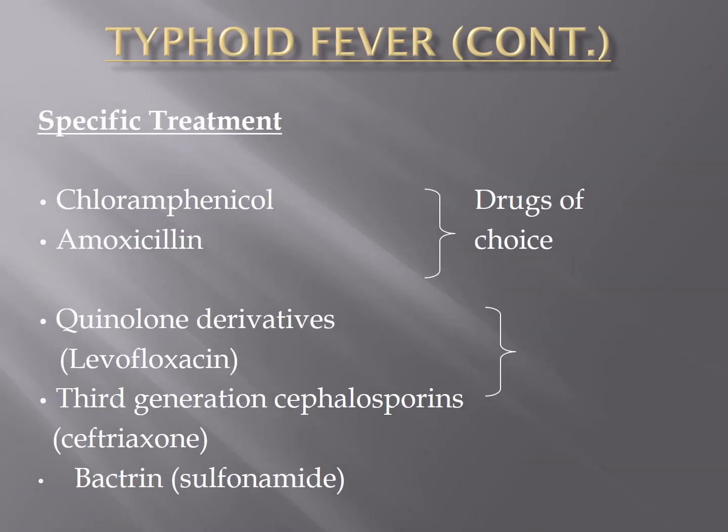Treatment of typhoid fever is definitely administration of antibiotics. Now, in the past, the antibiotic of choice was chloramphenicol. This was the main treatment for typhoid fever. Nowadays, they are trying other types of antibiotics, such as quinolone derivatives, levofloxacin. They're trying the third generation cephalosporins like ceftriaxone, or they are even trying Bactrin, which is sulfonamide.